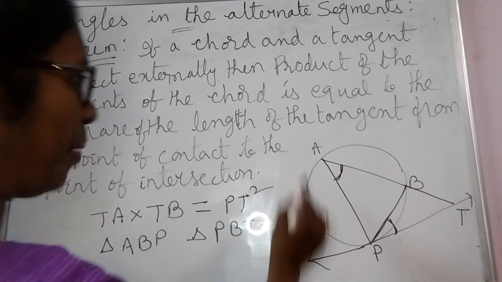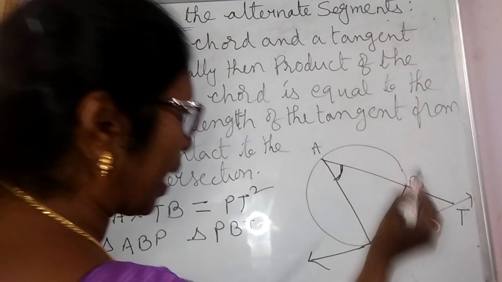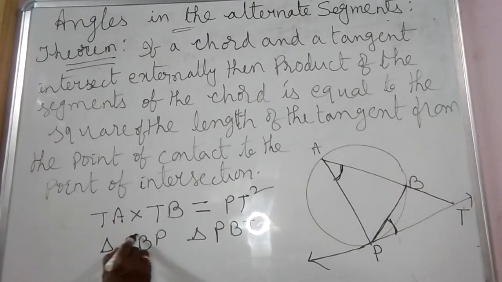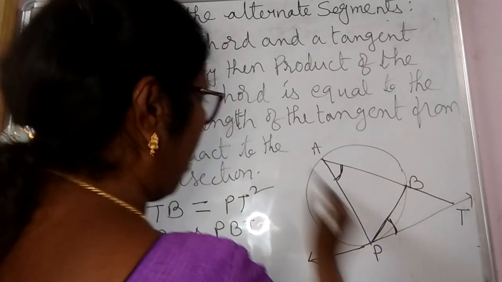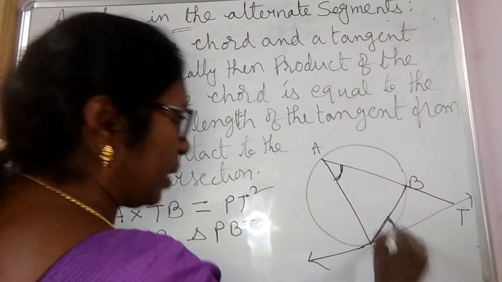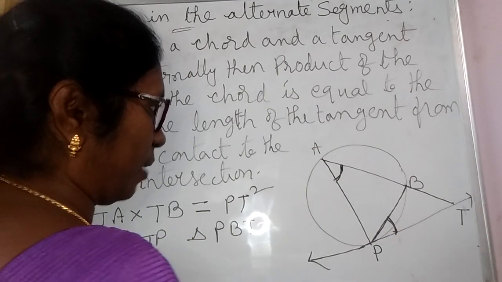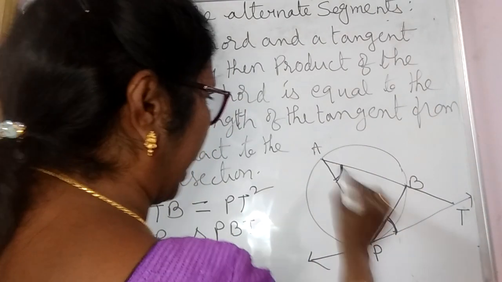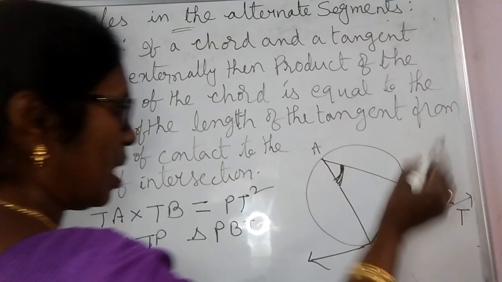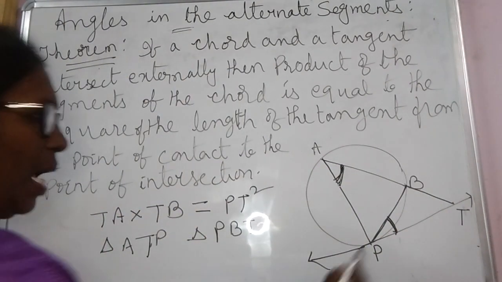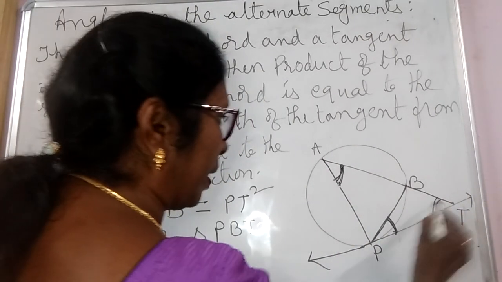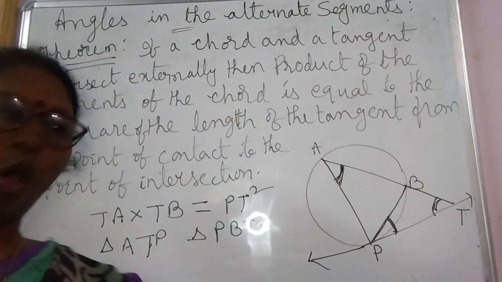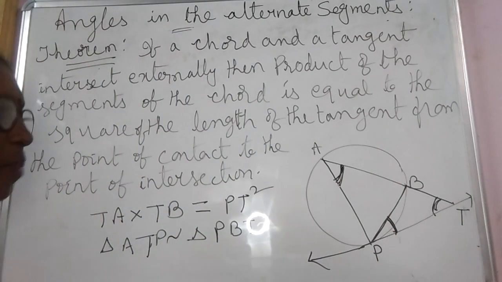In triangle APT, sorry children, this is in triangle ATP, the larger triangle ATP and in triangle PBT, this angle is equal to this angle. Okay? In the bigger triangle APT, this angle and this angle are equal. And in triangle APT, this angle T is there. In triangle BPT also, this angle is there. This is the common angle. So these two triangles are similar.